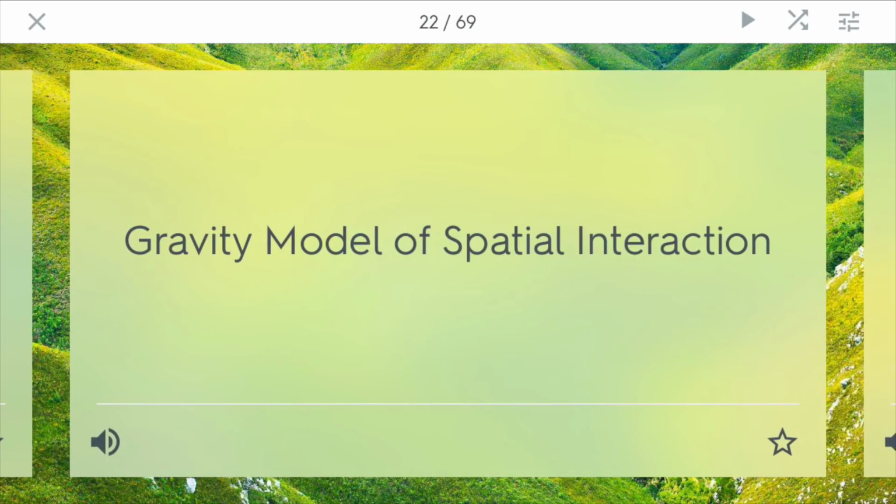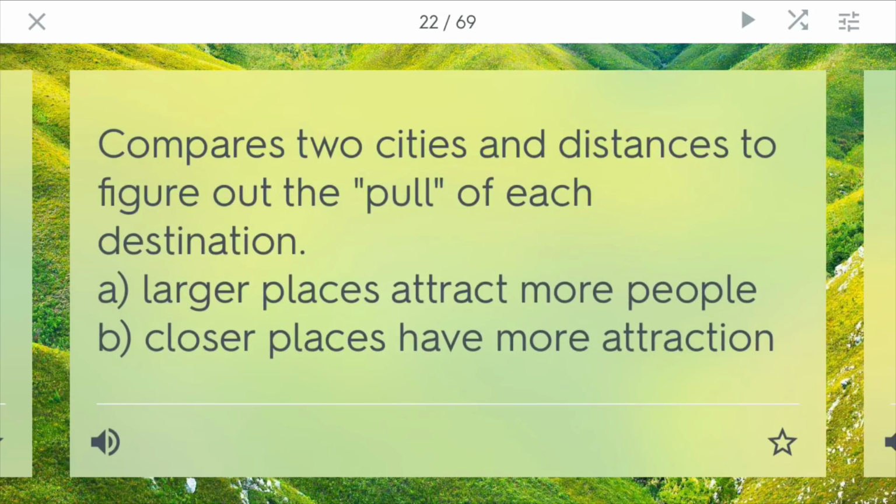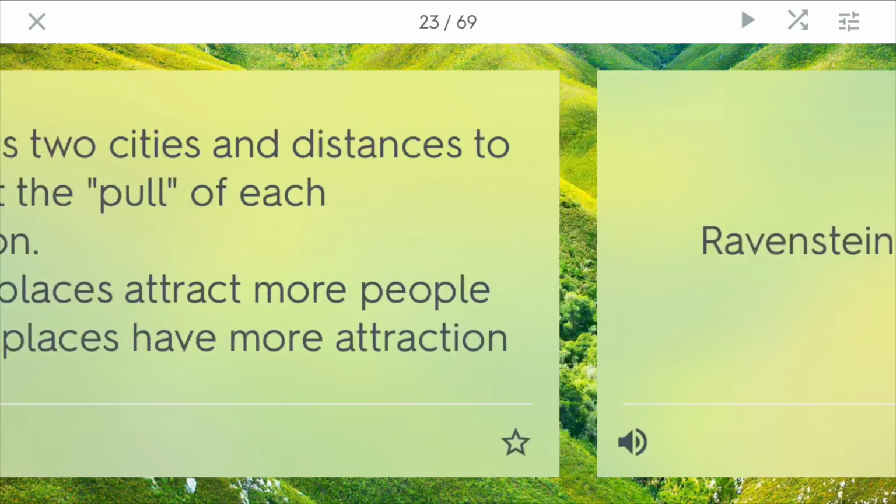There's also a gravity model of spatial interaction. This compares two cities and the distances between them to figure out the pull or the reach or the attractability of each destination. So it states that larger places generally attract more people, so large cities, we see that to be true, and closer places generally have more attraction as well because it's easier for people to move. And low-key, it's kind of like the physics, Newton's gravity laws.